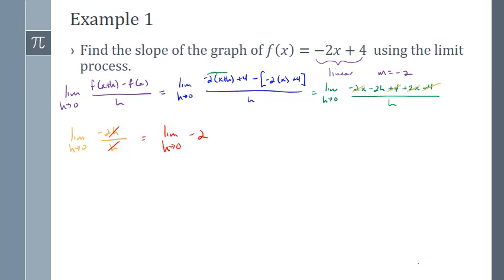And there is no place to plug in an h, so we just have a constant function. And one of the properties from limits before was that the limit of a constant is just the constant, so it's negative 2, which we already knew, but we used the limit process to get there.